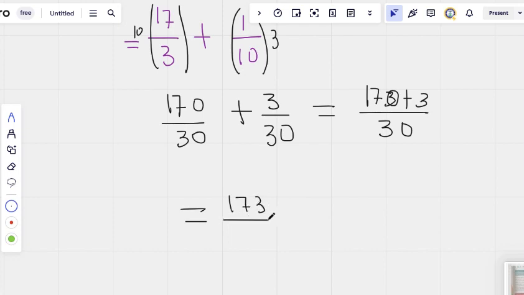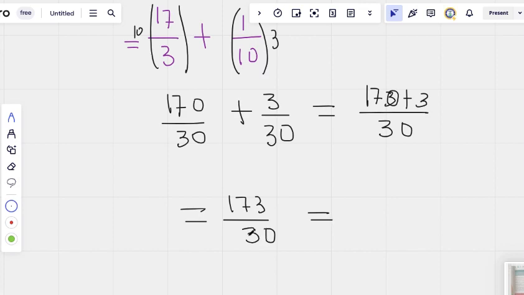Next, if you like, you leave it like this, or you see if you can simplify. If 3 can go into this number, you add the digits. A number is divisible by 3 if the sum of its digits is divisible by 3. 1 plus 7 is 8, plus 3 is 11. So 11 cannot be divided by 3, so this number cannot be divided by 3.